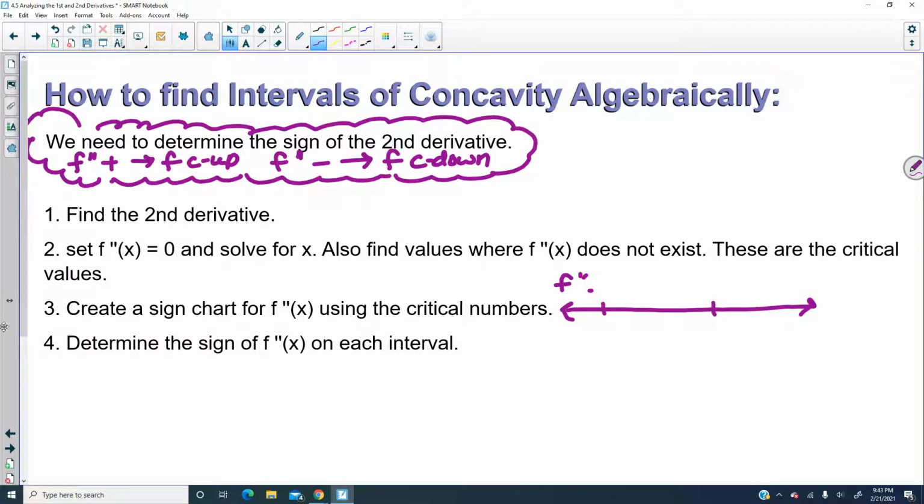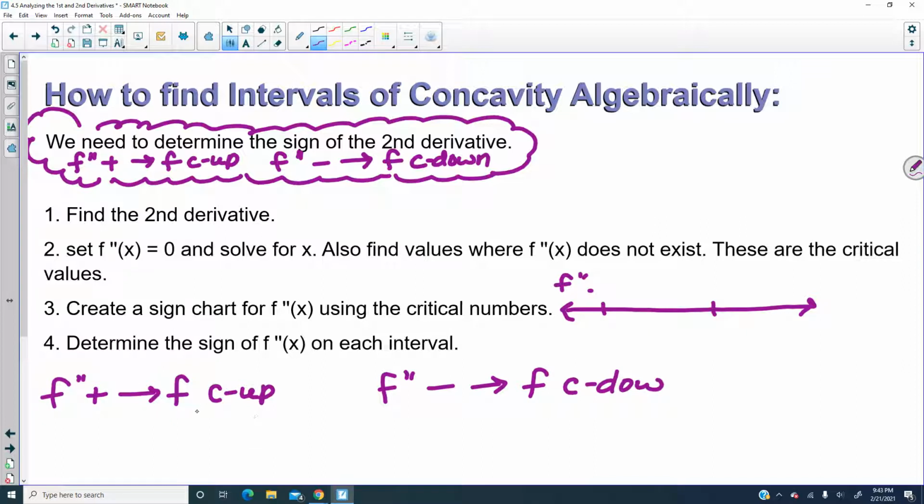on each interval. And once again, if f double prime is positive, then that tells us that f is concave up on that interval. If f double prime is negative, that tells us f is concave down. If we see a change in sign, so if f double prime changes from positive to negative, or from negative to positive, that tells me that f has an inflection point.